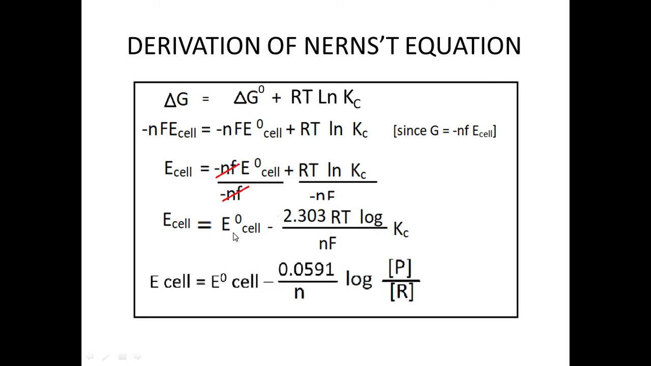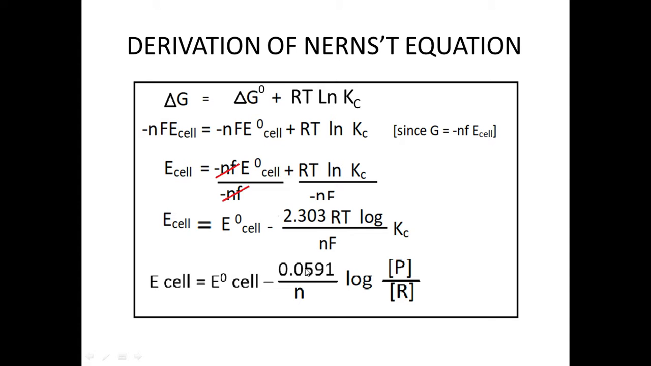Okay, so E cell is equal to E naught cell minus 2.303 RT log Kc divided by nF, and by further solving, we put the value of R, the temperature 298 Kelvin, and Faraday, that is 96500 Coulomb. If we solve all these factors, then we get a final answer that is 0.0591.